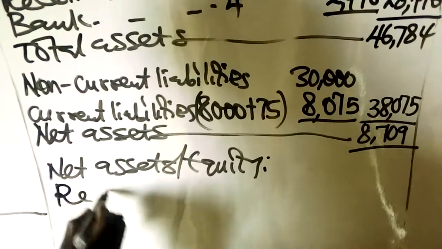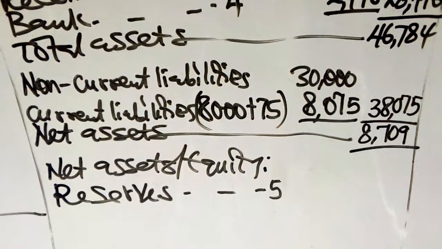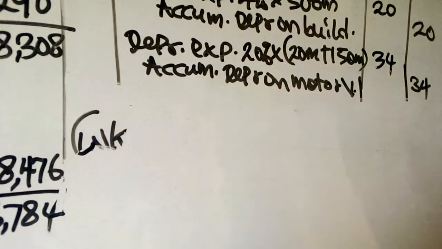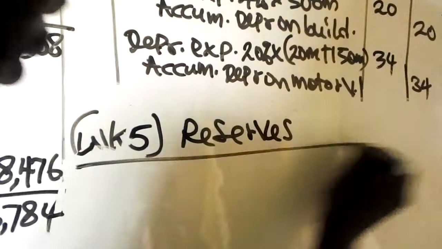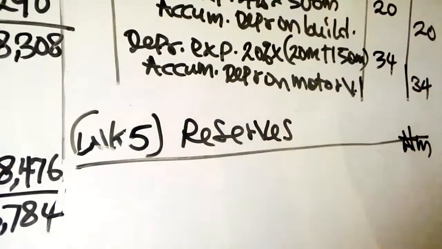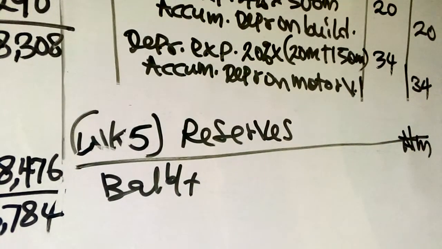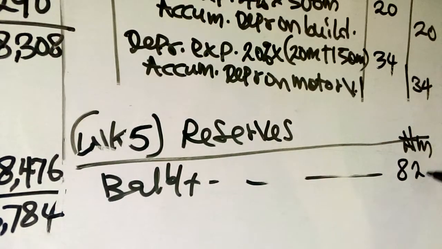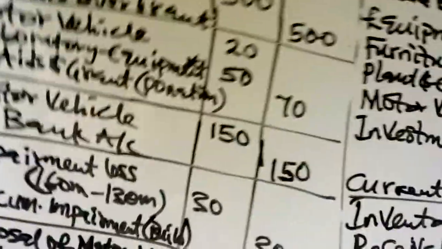Now let's have reserves. That is note 5. The reserves, as per unadjusted statement of financial position, is 8,275. You are going to incorporate our adjustments into this. Now, what are those things that will affect our reserves? So, go through our journal.